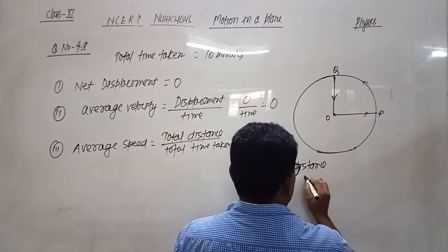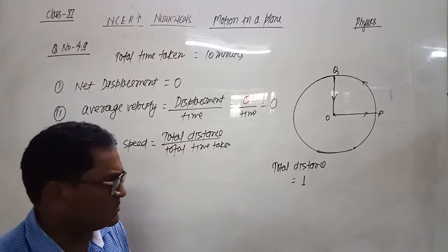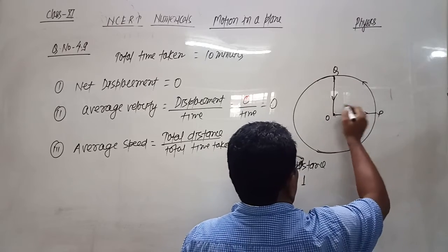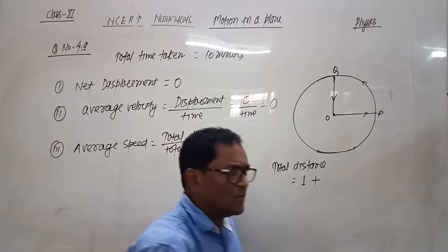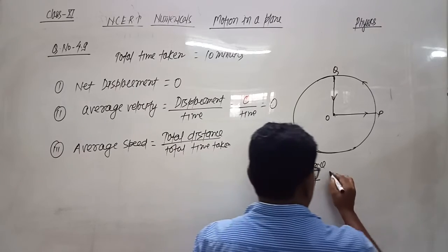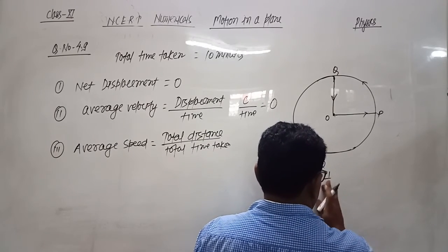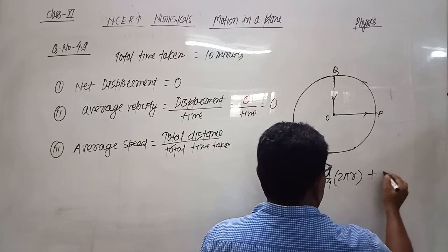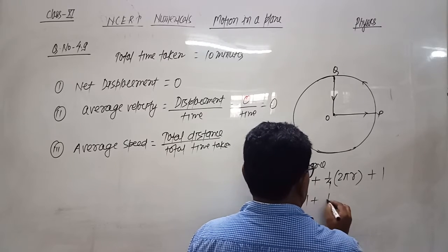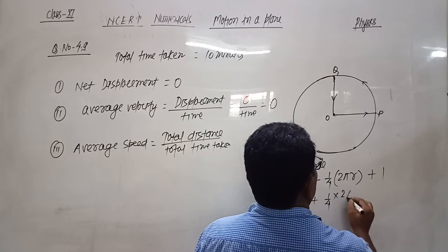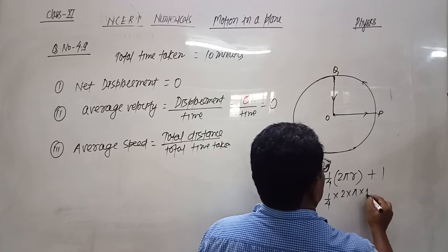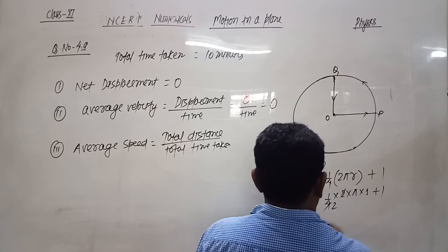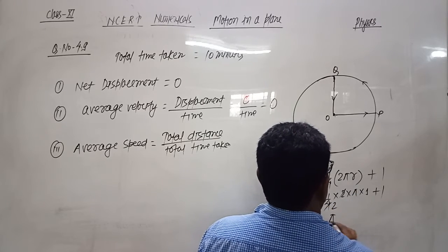When he goes from O to P, he covers 1 kilometer because the radius is given as 1 kilometer. PQ is the 1/4 part of the circumference, which means 1/4 of 2 pi r, and QO is again the radius, which is 1 kilometer. So we get 1 plus 1/4 into 2 into pi into radius 1, plus 1. So 1 plus 1 is 2, and 2 plus pi by 2.